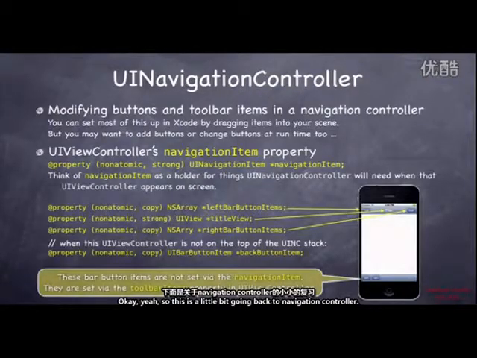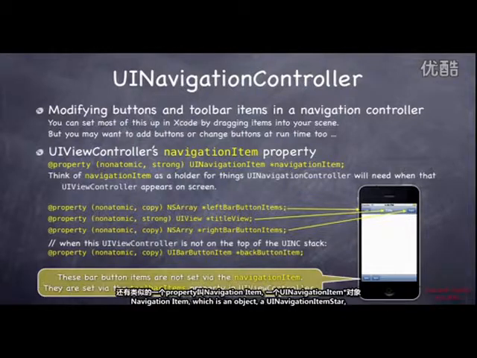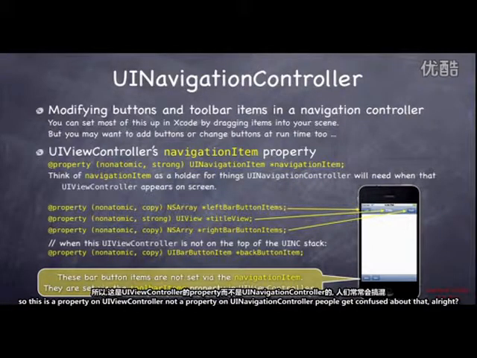Okay, yeah, so this is a little bit going back to navigation controller. Just like there's a tabBarItem object in UIViewController that controls what the tab bar looks like for a particular view controller that's in a tab bar controller, there's also a property called navigationItem, which is a UINavigationItem star. And that object has some properties on it that control what the navigation controller looks like when it's showing your UIViewController. So this is a property on UIViewController, not a property on UINavigationController. People get confused about that, all right?